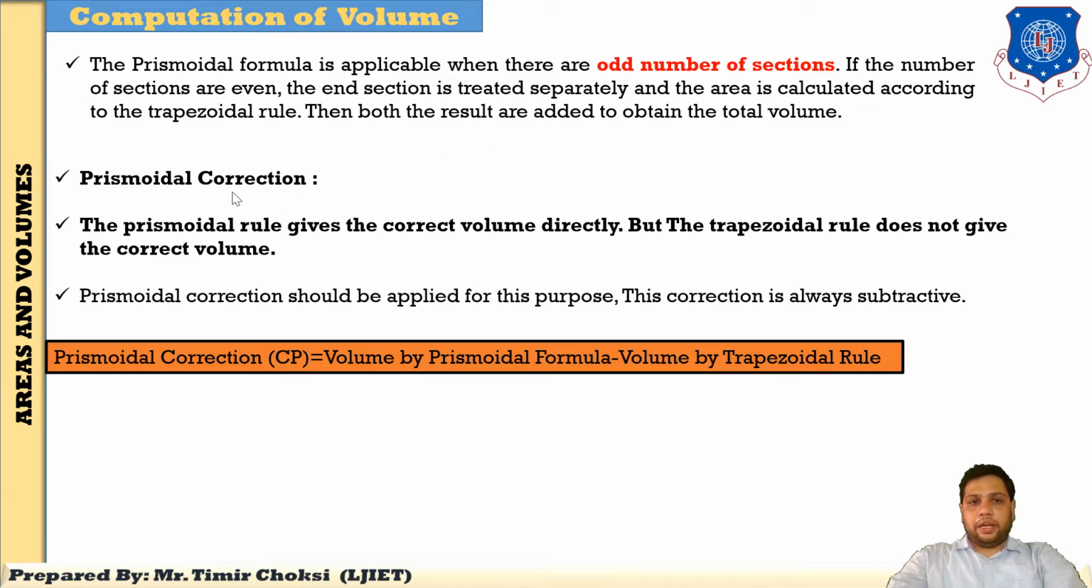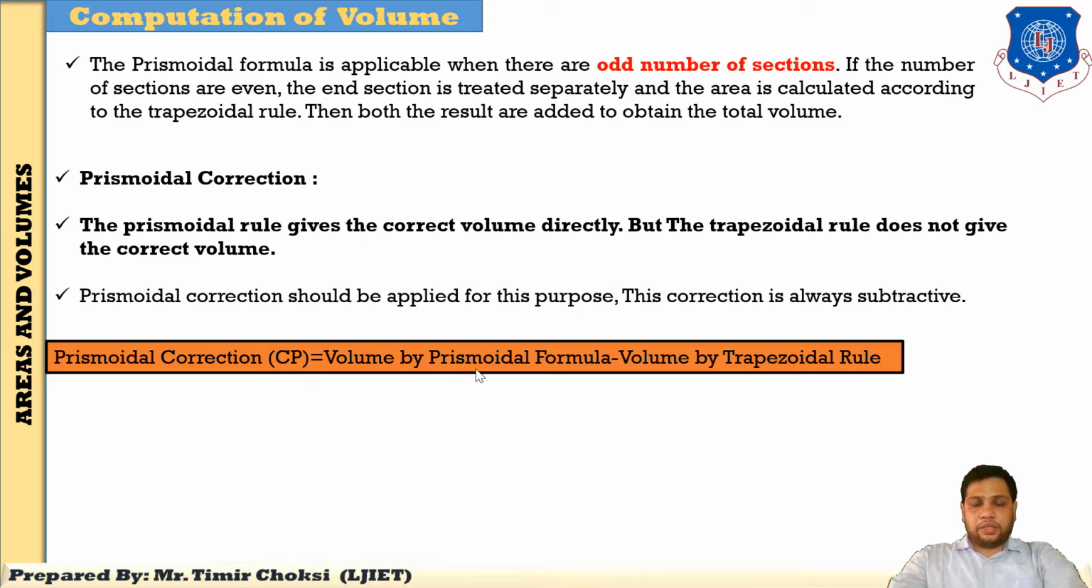Now the new concept is prismoidal correction. Why is prismoidal correction necessary? Because the prismoidal rule gives the correct volume directly, but the trapezoidal rule does not give the correct volume. So what is the difference between them, and what amount of error develops? That's why we find the prismoidal correction. Prismoidal correction Cp equals volume by prismoidal formula minus volume by trapezoidal rule.